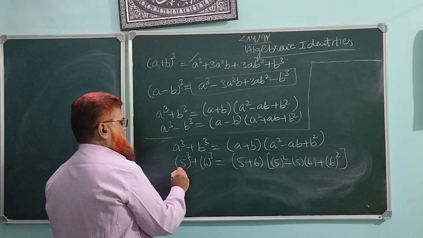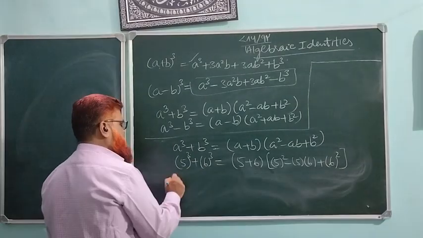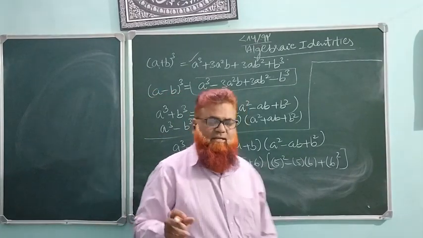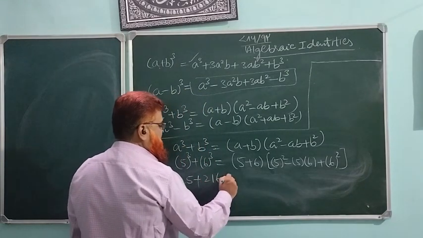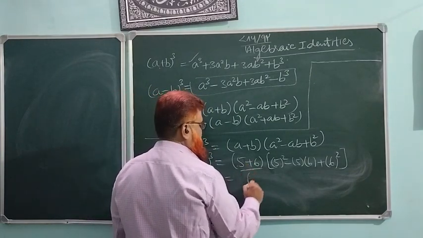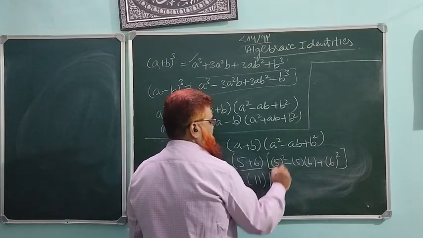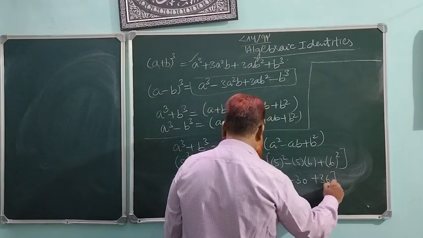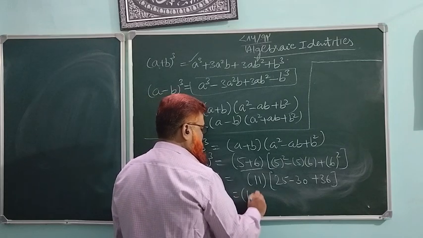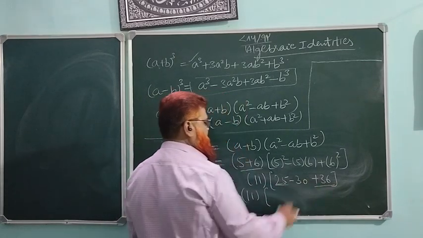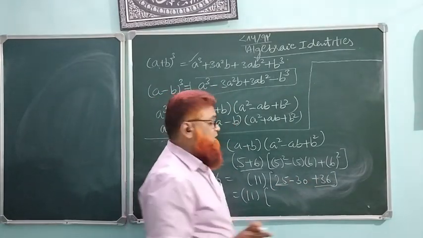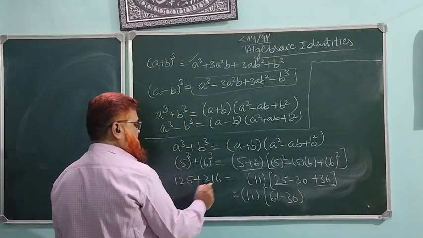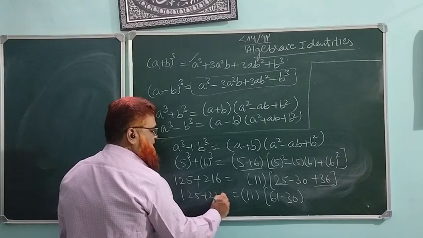Now you take this one, 5 cube: 5 5s are 25, 25 5s are 125. 6 cube: 6 6s are 36, 36 6s are 216. Okay, this is LHS, and now RHS. Now you add 6 plus 5, it is 11. Keep it outside now. 5 square is 25, minus 30, plus 36. Now keep 11 outside as it is. Now first make the simplification inside the bracket. 25 plus 36 is how much? It is 61. 61 minus 30. And on this side, you add 125 plus 216.